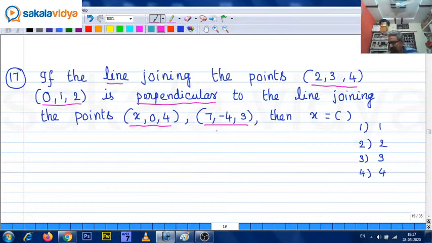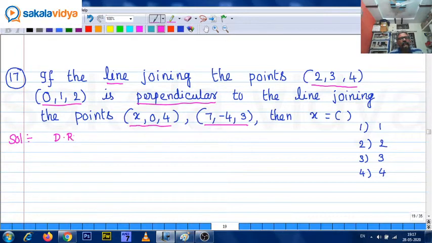So in this case, just like the previous problem, first we need to find out direction ratios of the first line A1, B1, C1, and the direction ratios of the second line A2, B2, C2. Since they are perpendicular, A1 A2 plus B1 B2 plus C1 C2 is equal to 0, so that we get the x value. This is the plan of action to be applied.